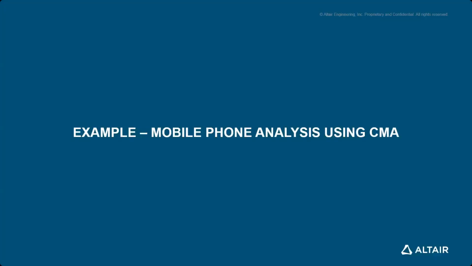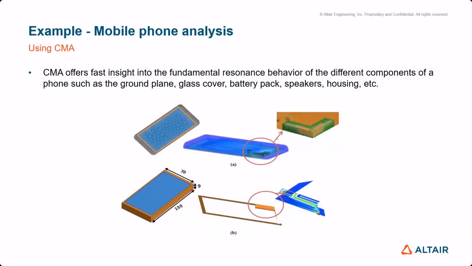Looking at a small example of a mobile phone antenna analysis using characteristic mode analysis, the CMA offers you the ability to gain some fast insight into the fundamental resonant behavior of the different components of a structure such as a mobile phone, including the ground plane, the glass cover, the battery pack, and many more.